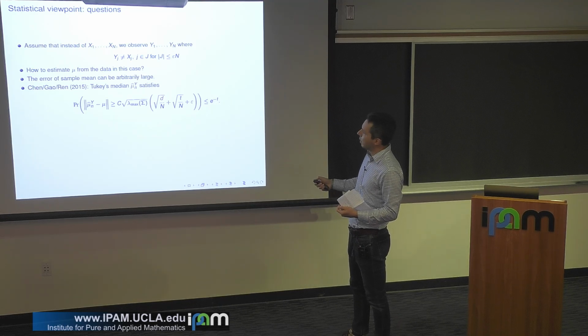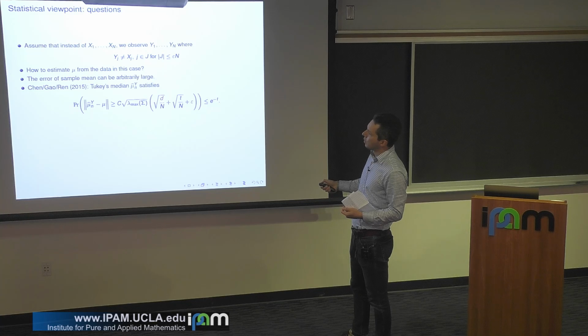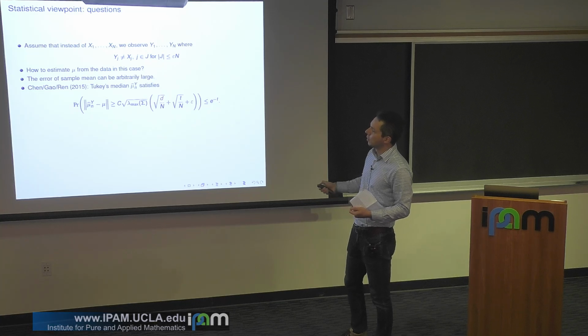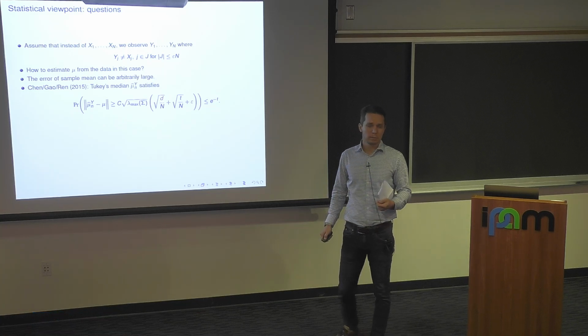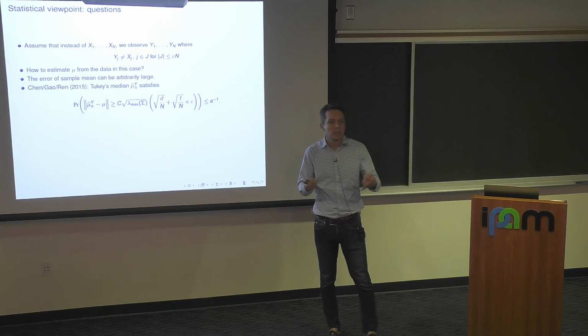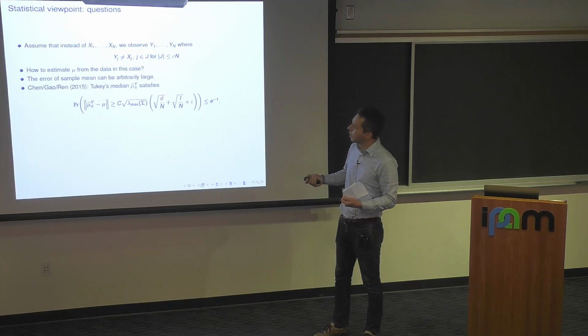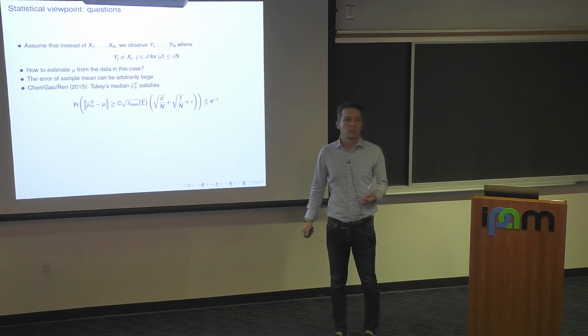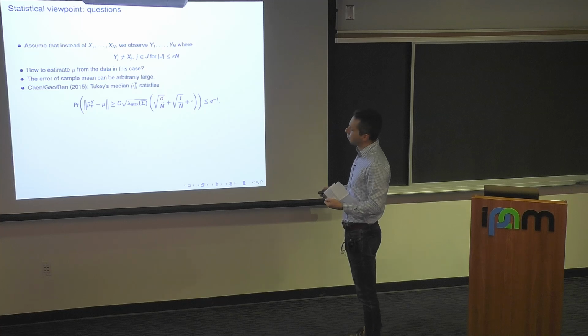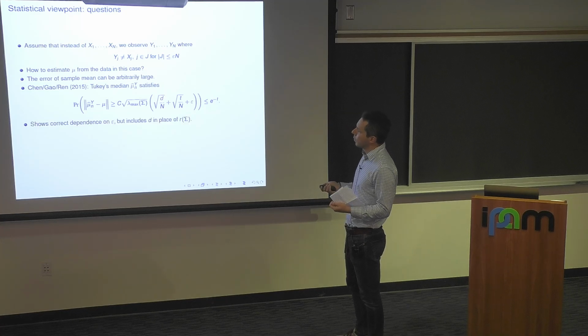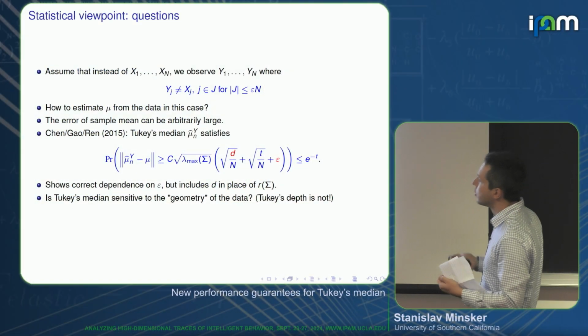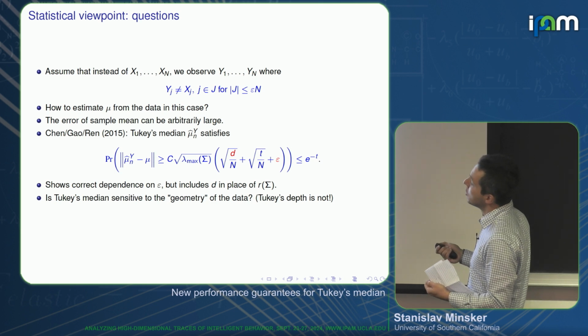On the other side, the negative part is that now the ambient dimension, the dimension of the space D, comes into play. Before it was the effective rank, so the sample mean somehow respects the intrinsic geometry of the data, while for Tukey's median it was not clear. And so there are reasons why this might not be obvious.